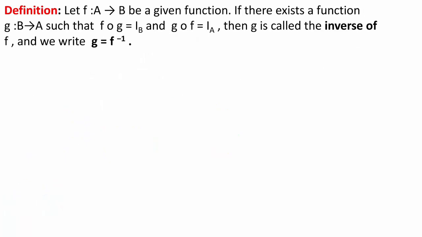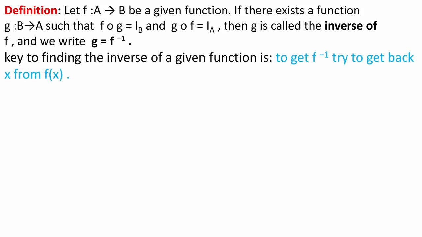Let f from A to B be a given function. If there exists a function g from B to A such that f composition g is an identity function on B and g composition f is an identity function on A, then g is called the inverse of f, and we write it as g equal to f inverse. The key to find the inverse of the given function is to try to get back x from f of x.